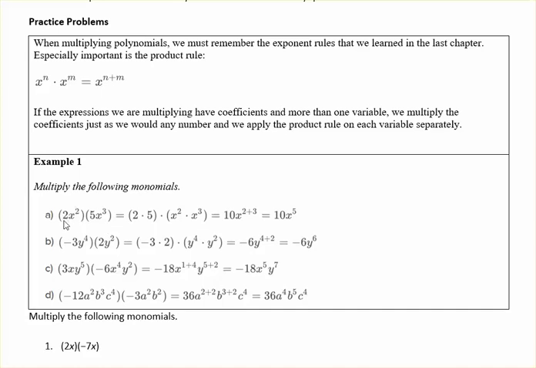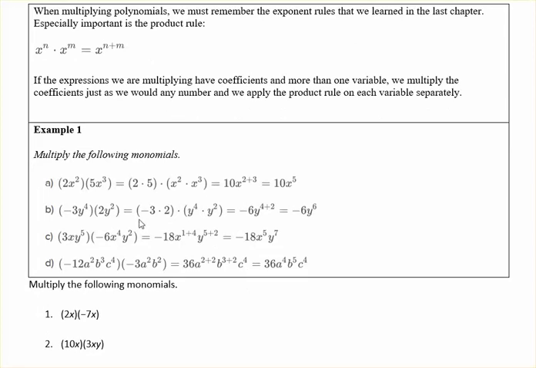So for example, 2x squared times 5x to the third, you multiply the two numbers by each other, 2 times 5. And then for the x squared times x to the third, the rule is that if you multiply like bases, you add the exponents. So this would be 2 times 5 is 10, x to the fifth. So don't forget about your rules of exponents when you multiply polynomials.